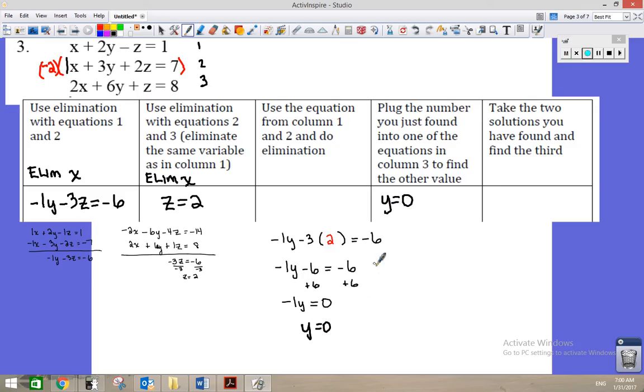So now that I have two of the three, remember, I'm trying to find x, y, and z. We found y to be 0 and z to be 2. So let's come back to equation 2 and figure out what x is. So I've got equation 2 says x plus 3y, but I know y to be 0. I'm pretty good at multiplying by 0.